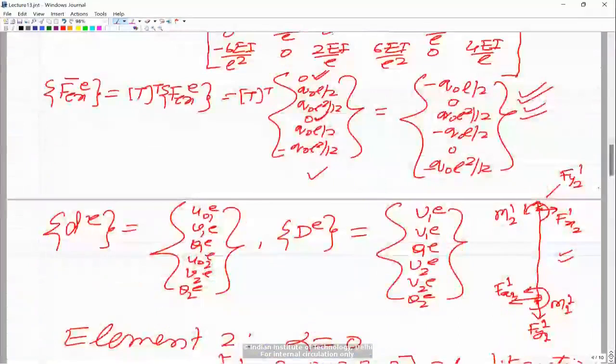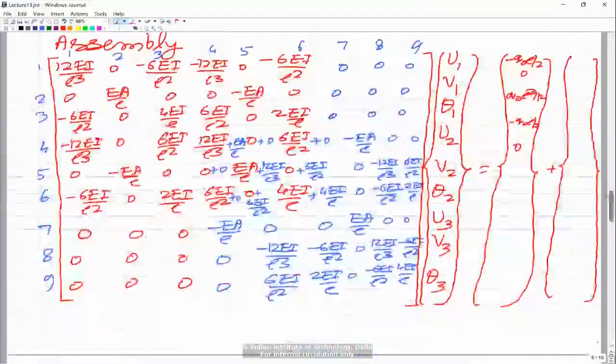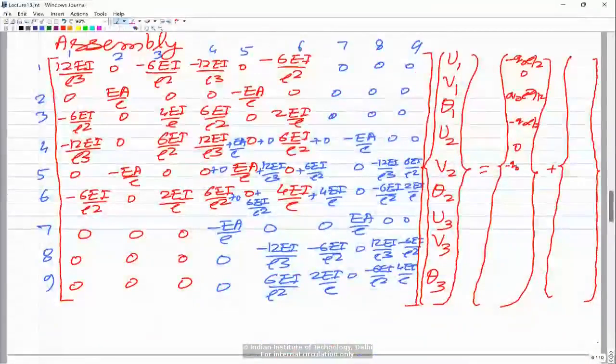So minus q naught L by 2, 0, q naught L square by 12, then minus q naught L by 2, 0. So minus q naught L by 2 I have written, then 0, and then you will have again minus q naught L square by 12. And so this is the first element. Now let's go to the second element.